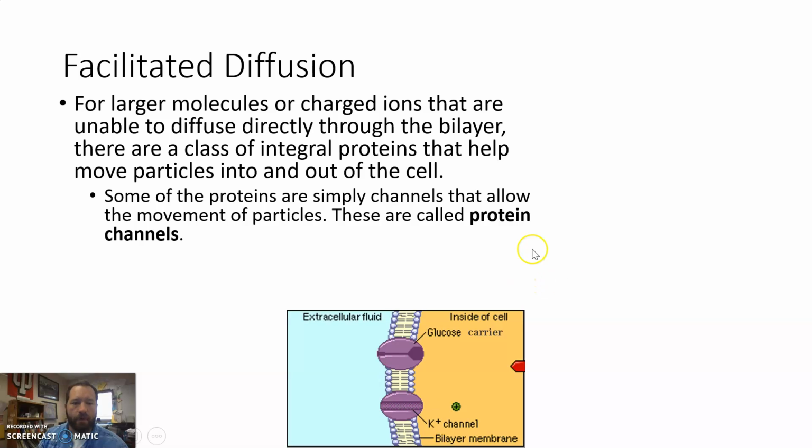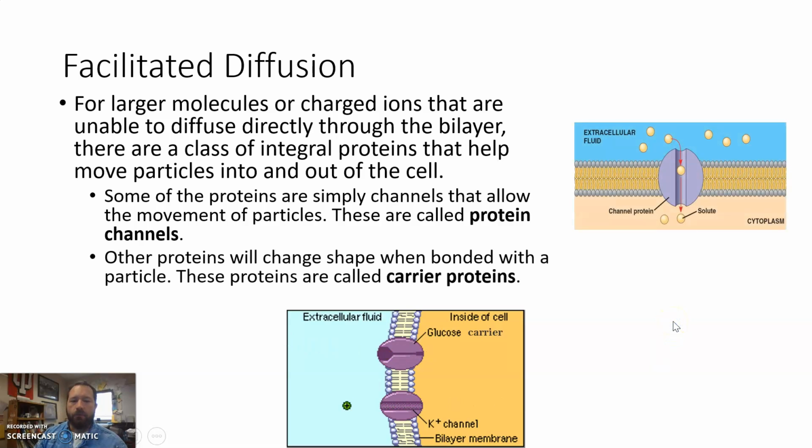The first type of facilitated diffusion happens through a protein called a channel protein. And we see that here on the bottom. Basically exactly what it sounds like. It's just a channel, and a molecule, we have a charged ion here, just flies right through it. There we go. There it is.